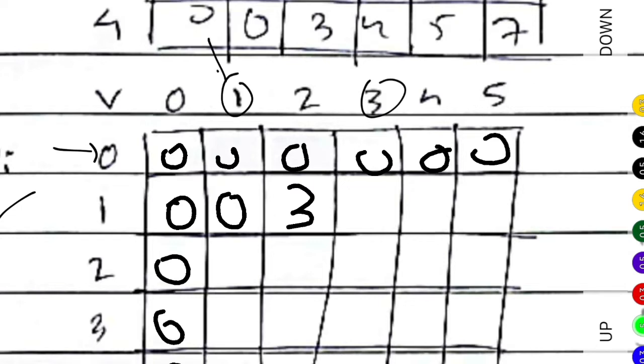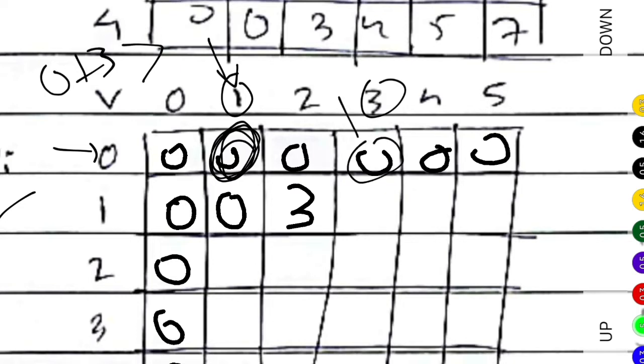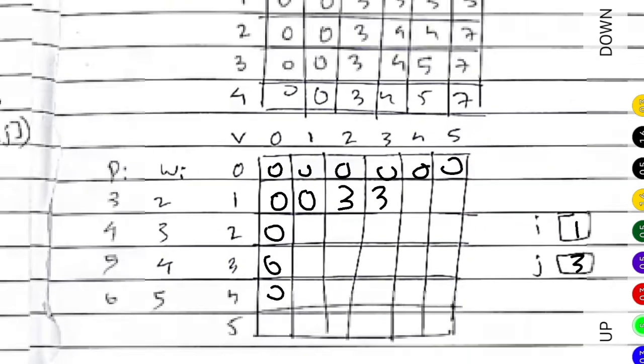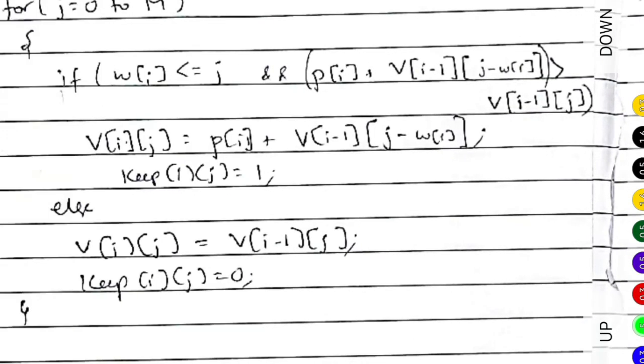So this location, this column and this row, this value, we have to compare this value plus the profit. The profit is 3. 0 plus 3, is it greater than the previous value here? Is it greater than this one? Yes, it is greater. So if it is greater, we have to write this value here. Okay, so we'll be writing that value here, 3. Okay, and along with that, we have to make one more change here. Keep of ij. See, whenever the if condition is true, at that time keep of ij also will become 1.